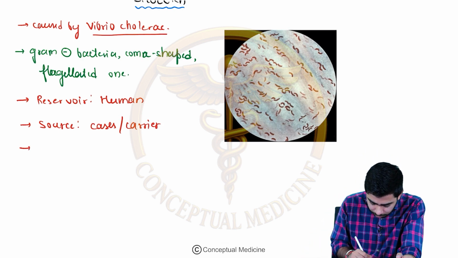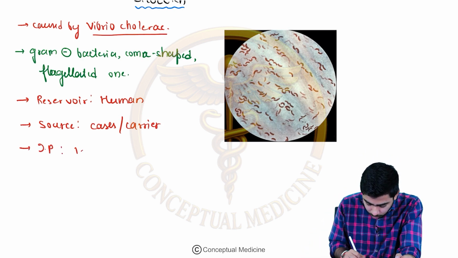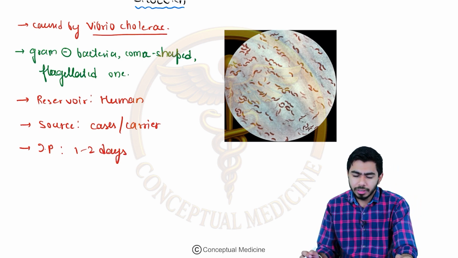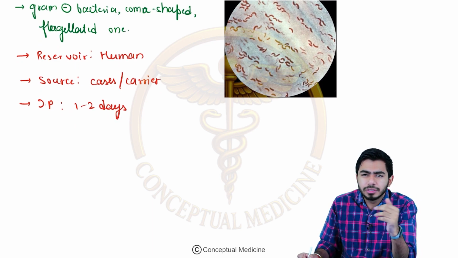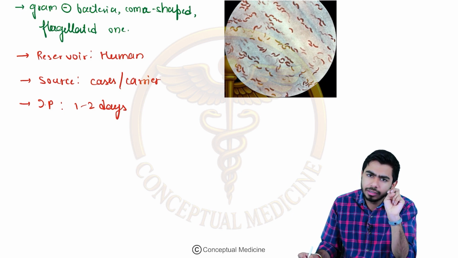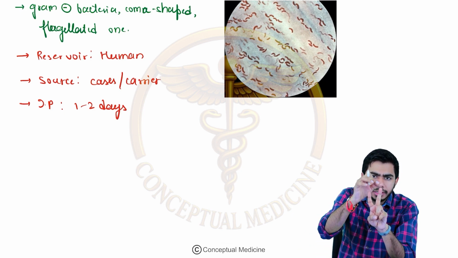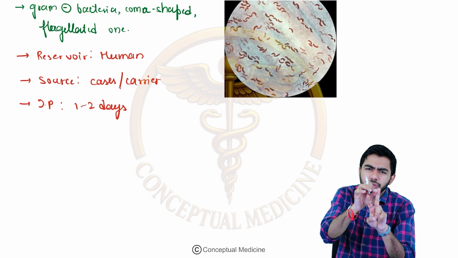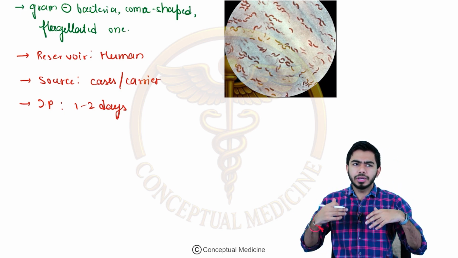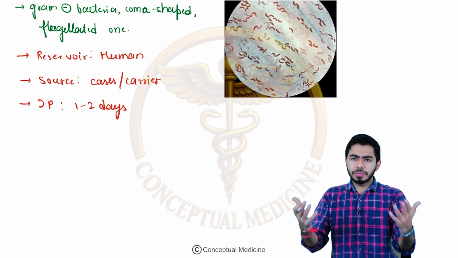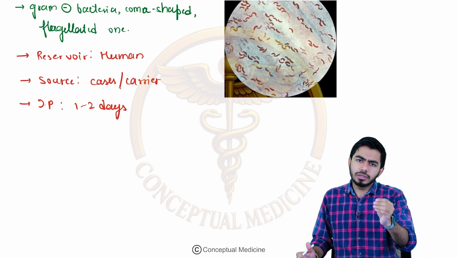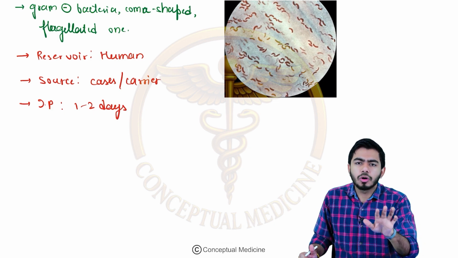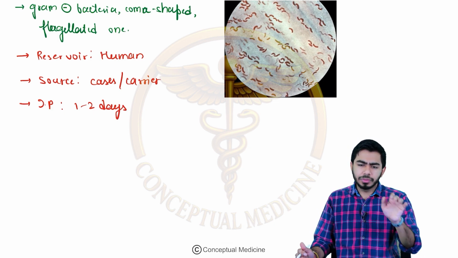What is the incubation period for cholera? The incubation period is quite short as far as cholera is concerned, only about 1 to 2 days. As far as carriers are concerned, I told you that carriers might spread this disease. We have two types of carriers, the temporary carrier and the chronic carrier. Chronic, as the name suggests, means they have the capacity to shed this microorganism for more than 3 months. That is called the chronic carrier. Otherwise we have the temporary carrier also.